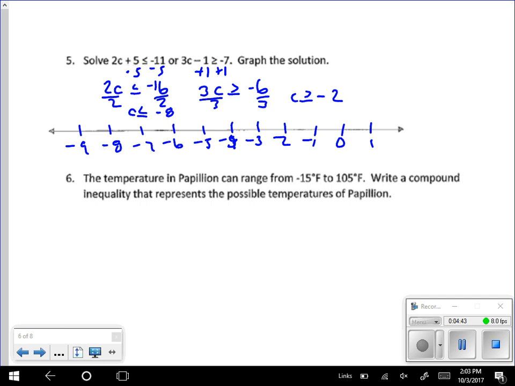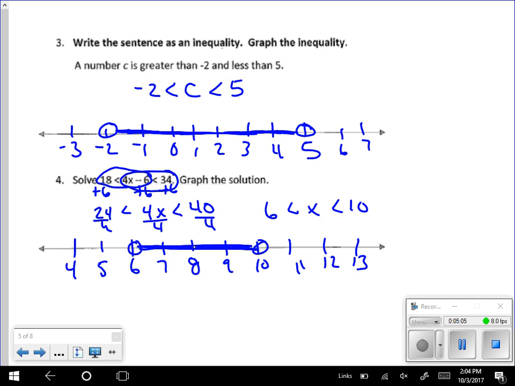So we have a closed circle at negative 8, and it's less than or equal to negative 8, so it's going to be shaded to the left. And then we have a closed circle at negative 2, and it's greater than or equal to negative 2, so it's shaded to the right. We have our union there, going in opposite directions. Remember, you could always check these by picking a number either less than or greater than, or on our ands here, you could pick a number in between and see if that works.